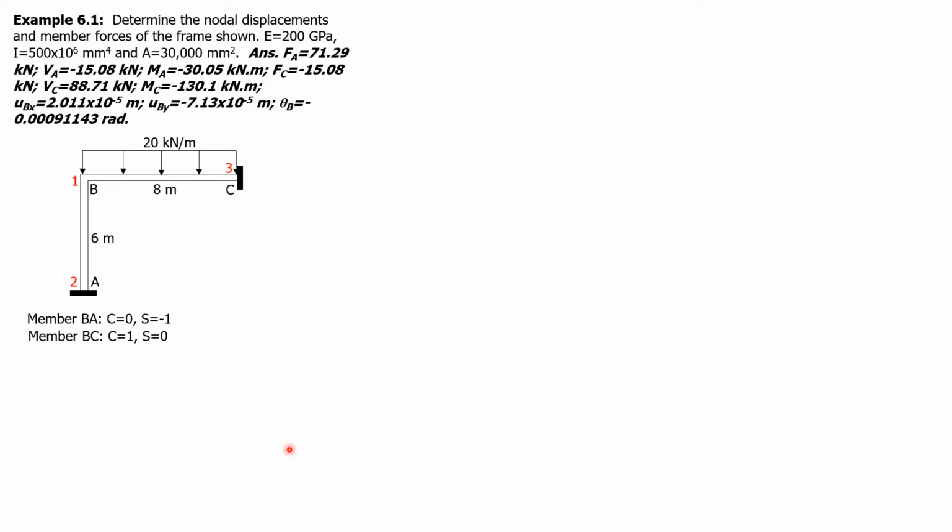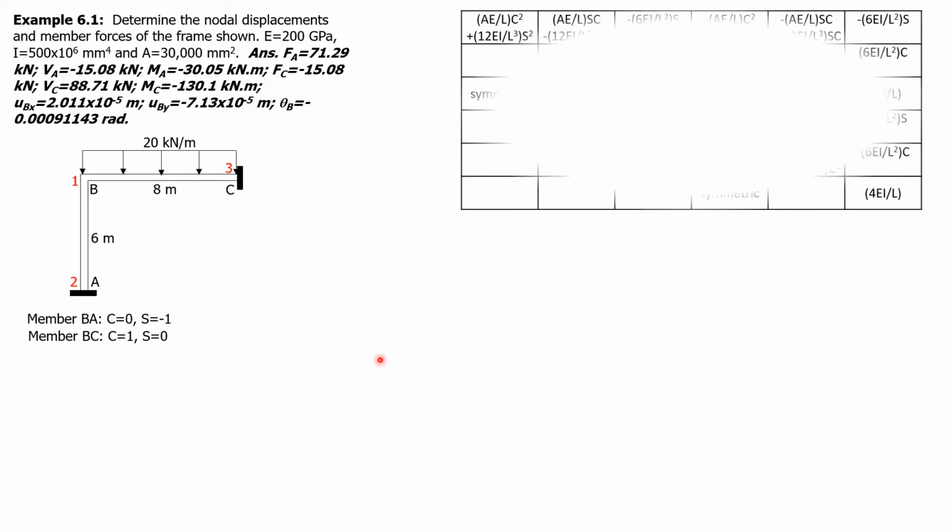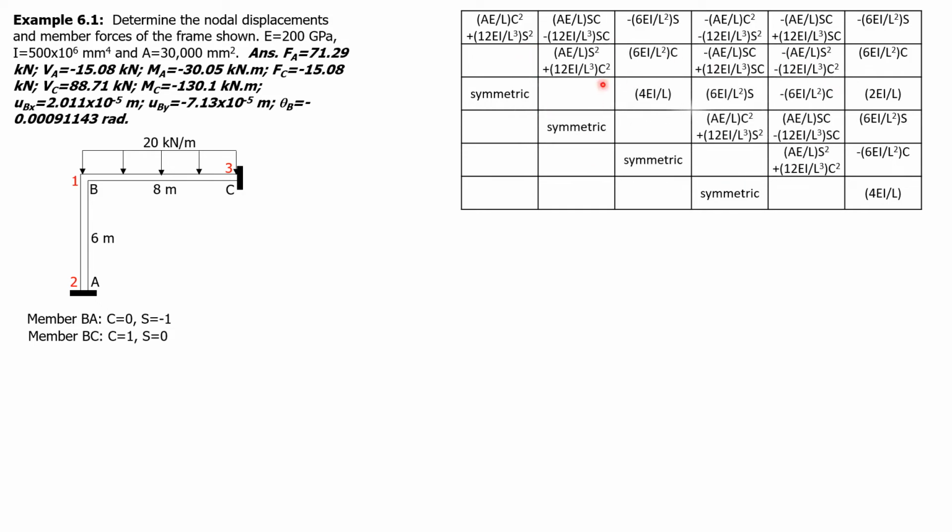Then let's have the stiffness of each element. This is the guide. You evaluate AE over L times cosine square, plus 12 EI over L cube times sine square. So for member AB, for example, the cosine is 0, so this part is 0. Then we only have 12 EI. We may assume EI is 1 because it is constant, divided by L cube, so divide by 6 cube, times sine square, which is equal to 1 because sine is -1, so 1 square.